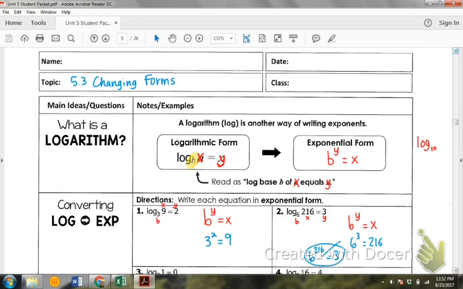Like, this does not make sense at all. So I must have written it wrong. All right? So use some common sense as you're going through this. All right, why don't you try number 3 and 4 on your own?